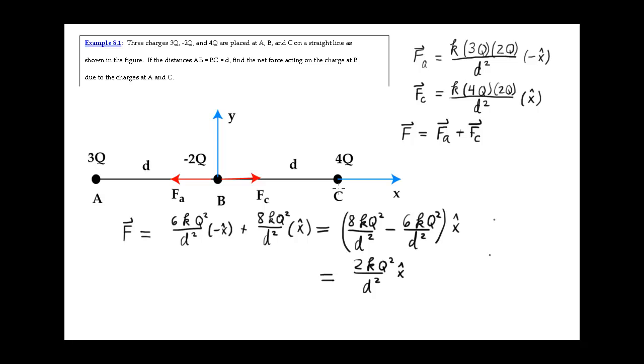So once again, we're just using the simple principles of vector addition, and in this case all we had were x components to add. Some of the homework problems will require you to do vector addition using x and y components, but the basic principle is just the same as this. So this should be helpful as we begin to work homework problems involving Coulomb's law.